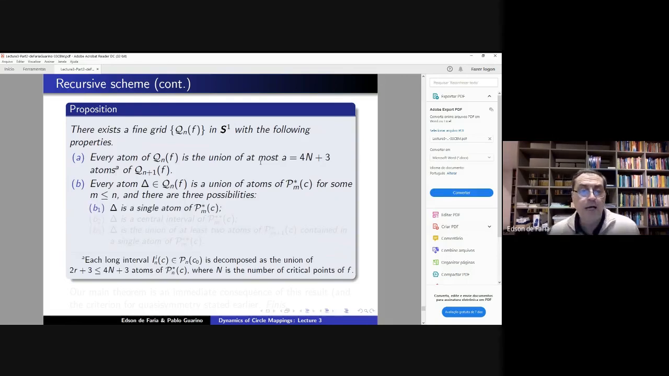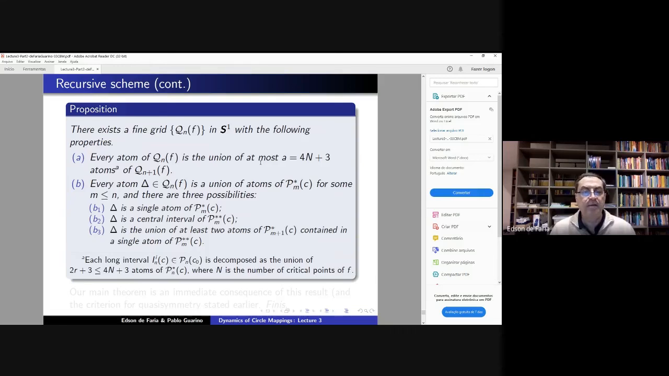There are three possibilities for these atoms. Either delta is a single atom of Pm star, then it's okay, you keep it, or it is a central interval of Pm double star of C. What is a central interval? It's one of these M's in the balanced decompositions of the bridges, okay? Or a third possibility is that delta is the union of at least two atoms of the next Pm plus 1 star, contained in a single atom of P double star of M.